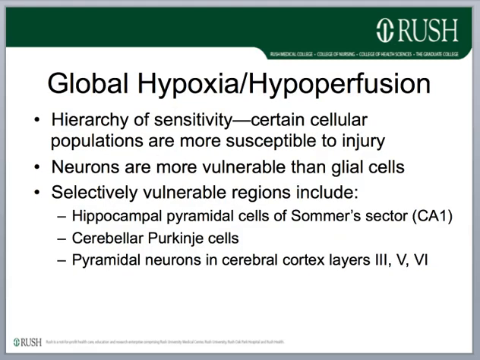There is a hierarchy of sensitivity among CNS cells to hypoxia. Neurons are the most sensitive, although glial cells, including astrocytes and oligodendrocytes, are also vulnerable. The most sensitive neurons in the brain are the pyramidal cell layer of the hippocampus, especially area CA1, also referred to as Sommer's sector, cerebellar Purkinje cells, and pyramidal neurons in the cerebral cortex in layers 3, 5, and 6.